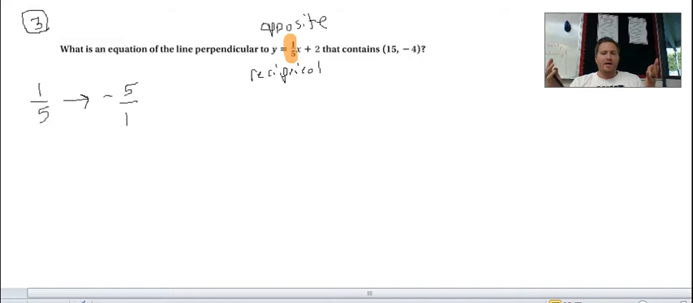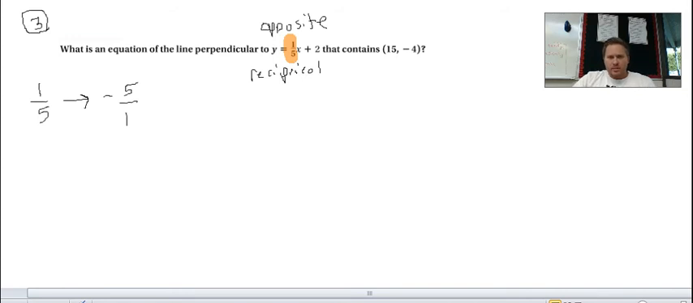Now that I have my slope, all I need to do is take the opposite reciprocal: positive becomes negative, and I flip the fraction. Now that I have that, I can just plug this into my formula. And what formula should I use? Should I use my y-intercept formula, or my slope-intercept, or my point-slope? Well, I have a point, and I have the slope now, so we can plug that into our point-slope.